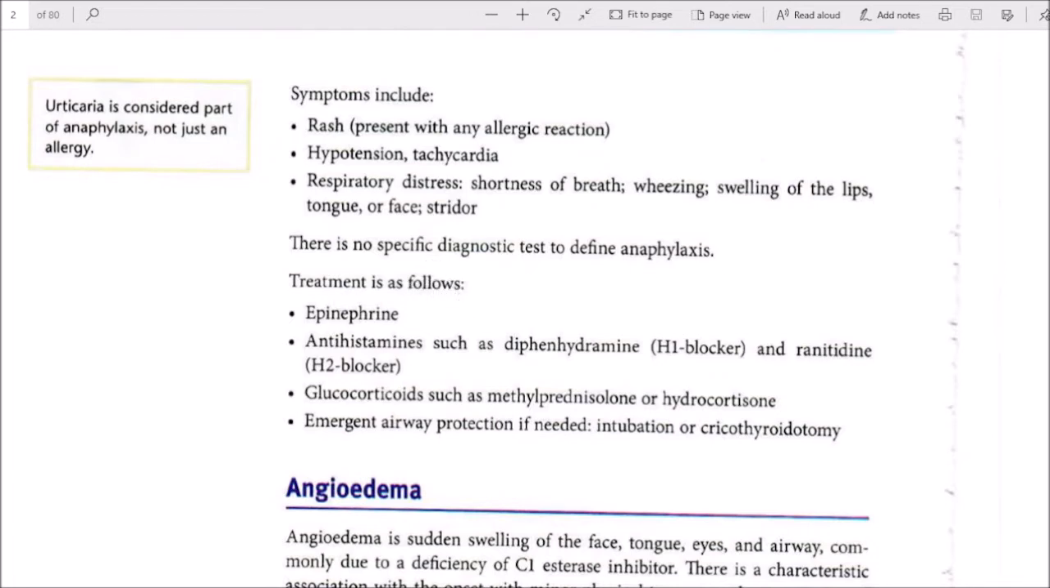Treatment is as follows: epinephrine, antihistamines such as diphenhydramine, H1 blocker, and ranitidine, H2 blocker, glucocorticoids such as methylprednisolone or hydrocortisone, emergent airway protection if needed, including intubation or cricothyroidotomy. Urticaria is considered part of anaphylaxis, not just an allergy.